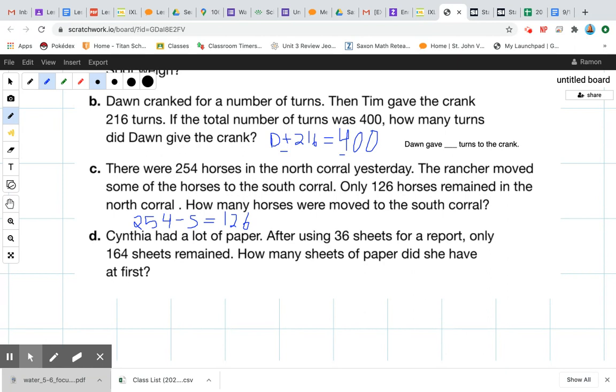So we have 254 horses to start with. Some of them were moved. We don't know how many were moved. But once they were moved, only 126 were left.